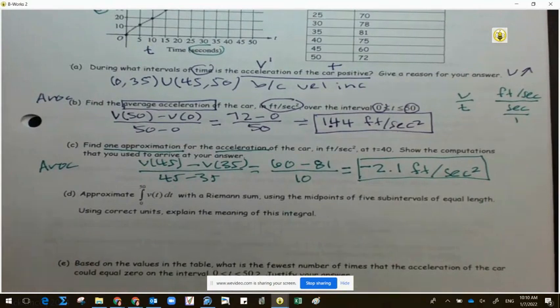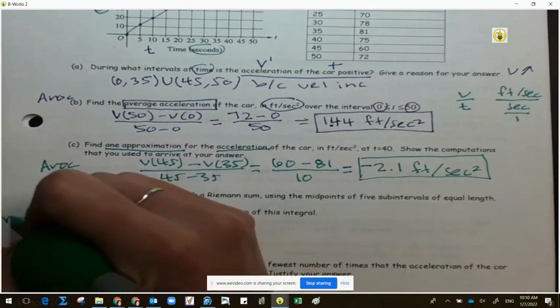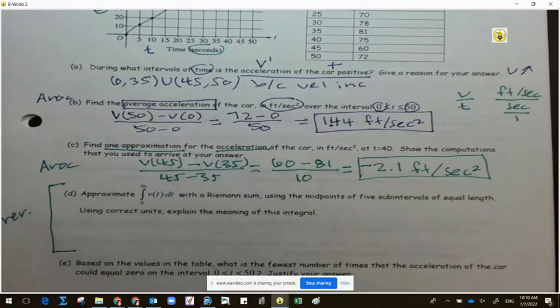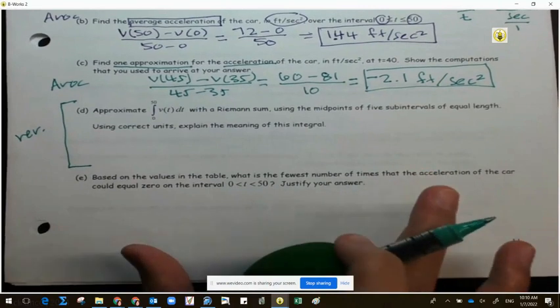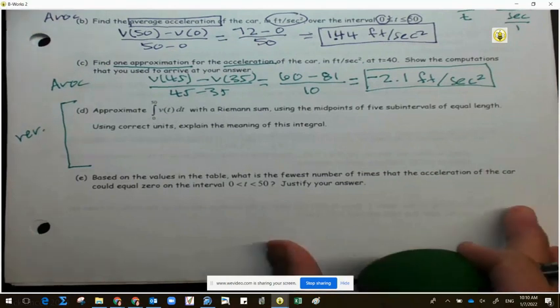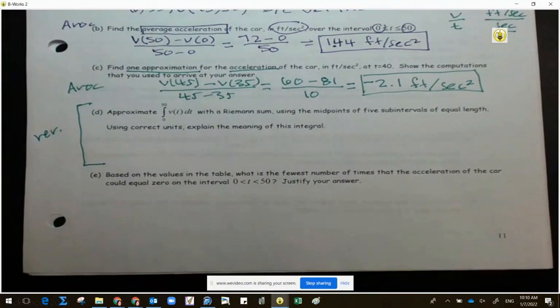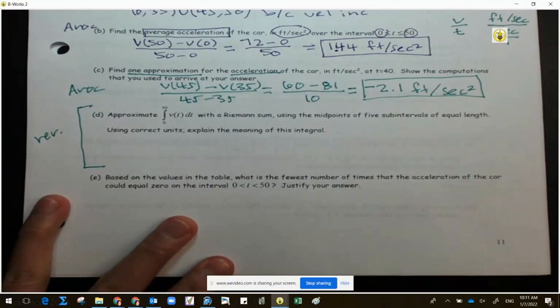All right. Part D is review from the last time that I saw you guys. I think it was like a Monday or Tuesday. Tuesday? No, Wednesday. All right. So further review portion. Ali, go ahead and read. Approximate the integral from 0 to 50 of v(t) dt with the Riemann sum using midpoints of 5 subintervals of equal length, using correct units. Explain the meaning of this.